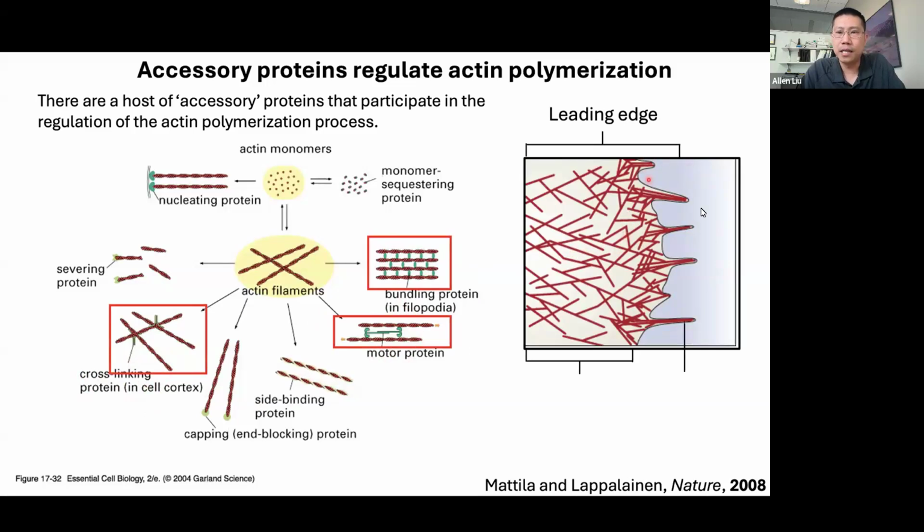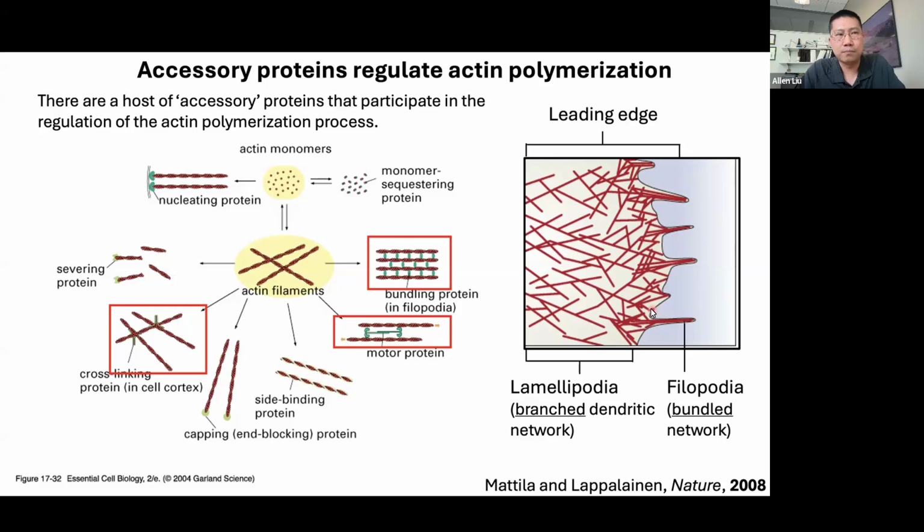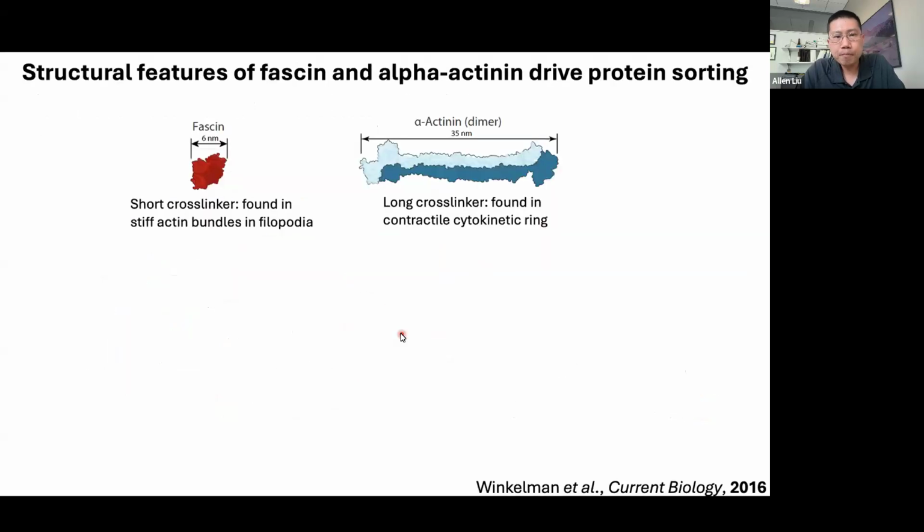At the leading edge of a cell, there are branched networks that essentially give rise to lamellipodia. And these are the dendritic actin networks that form a broad protrusion front for a cell. And there's also the bundled actin network that forms more rigid, finger-like protrusions called filopodia. So the actin filaments can be modified depending on the binding proteins to take on these different architectures.